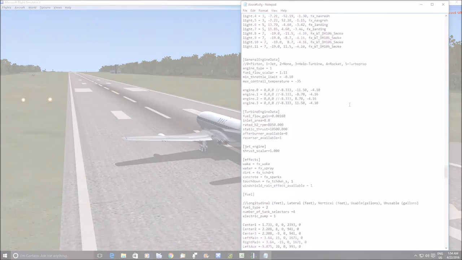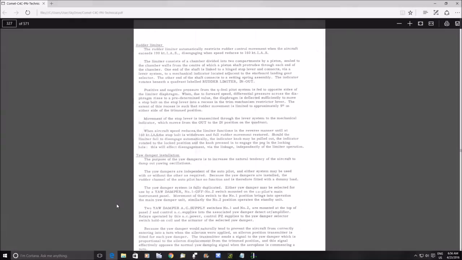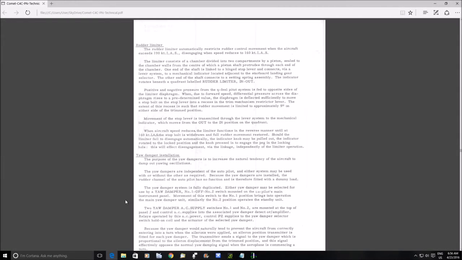And I think that's it. So before we fly, there's one more thing we have to do. This airplane had a rudder limiter, which automatically restricts rudder control movement when the aircraft exceeds 190 knots, disengaging when speed reduces to 160. So this is similar to what we did with the ailerons and the elevator in the previous episode, only now we have to do it on the rudder.